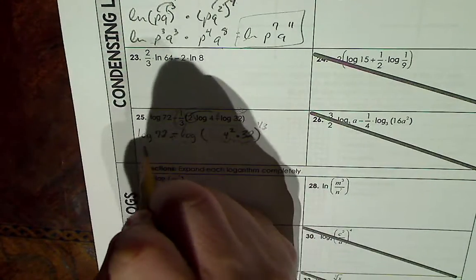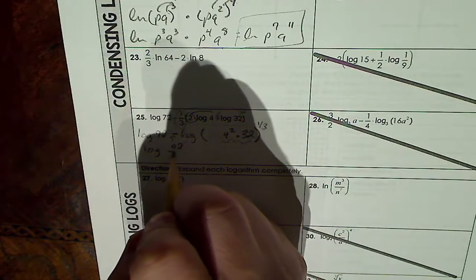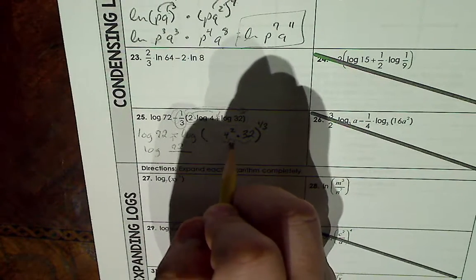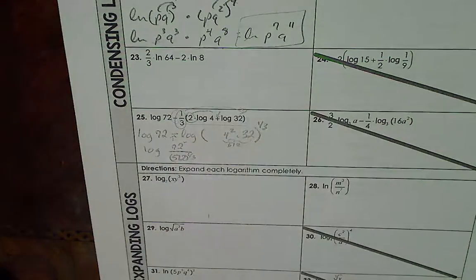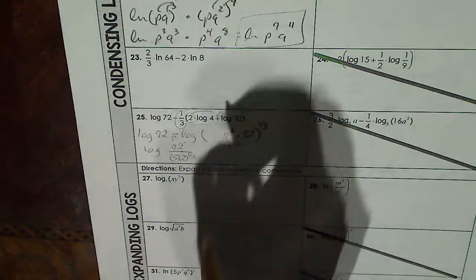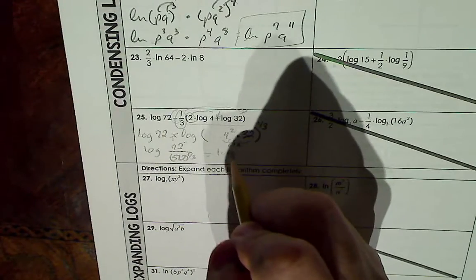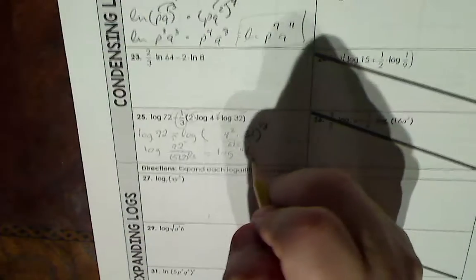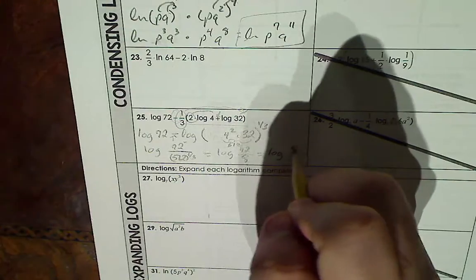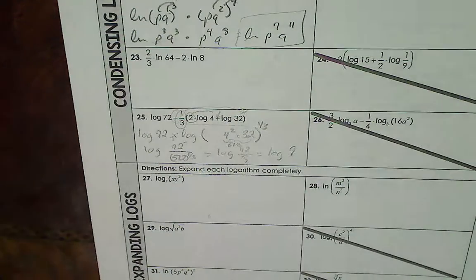Then I'm going to rewrite this for division. So log of 72 divided by, this becomes 512. 512 to the 1/3 power, kind of like that. And that will give me the log of 72 over, what is 512 to the 1/3 power? 8. So this becomes log of 9. Just like that. Okay, that's condensation.